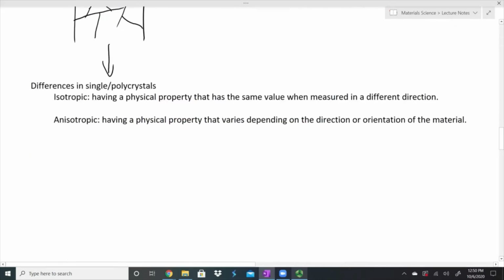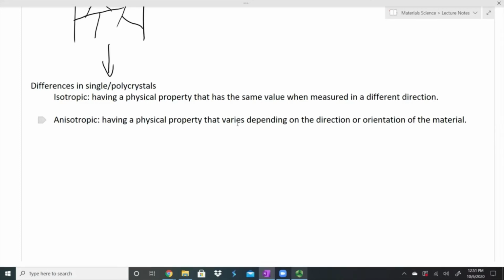All right, so we want to talk about some differences in single crystals as opposed to polycrystals. We're going to have some terminology here. One of them is isotropic. That means that it has a physical property that has the same value when measured in different directions. So it doesn't matter what direction something is occurring in, it's going to be the same value no matter what. Anisotropic means that the property is going to depend on what direction or orientation the material is at.